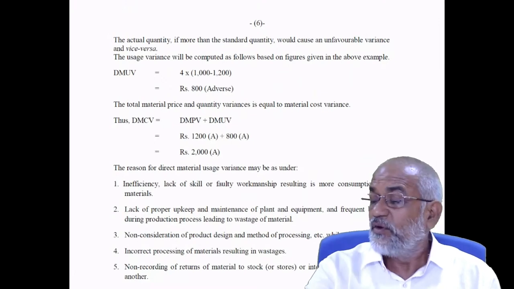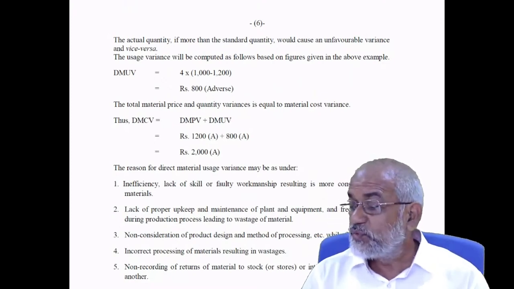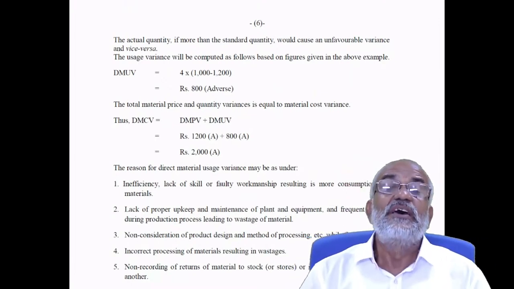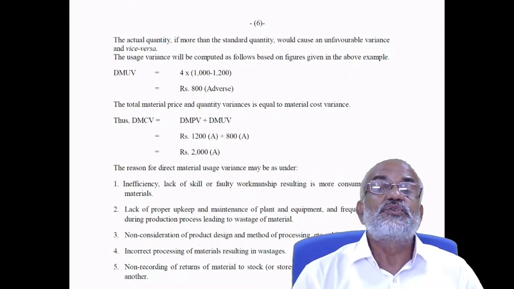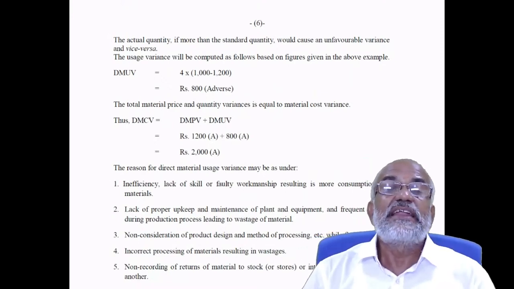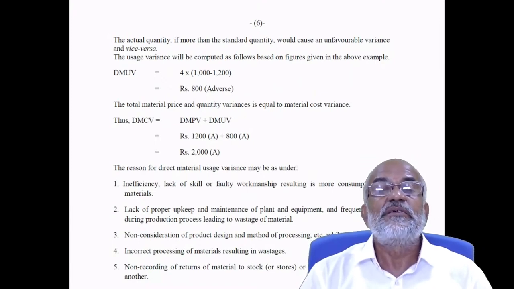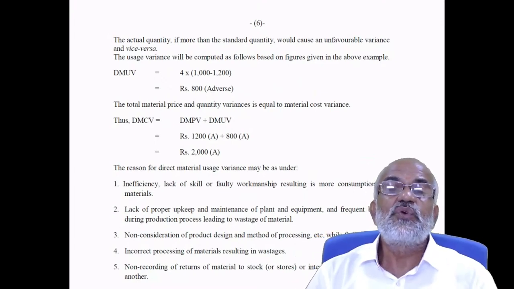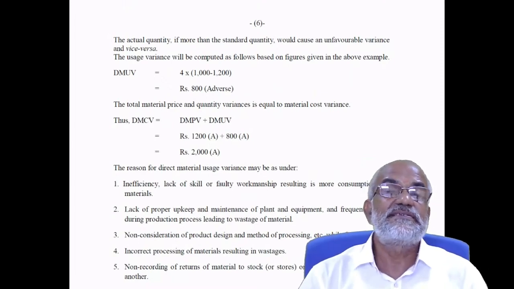Here, the 1000 is the actual output and the 1200 is the total actual quantity used. 4 is the standard rate per unit. So when the standard rate is multiplied with the difference in quantity, that would be 400, and that 400 would be adverse. The total of the material price and the quantity variance is equal to the material cost variance.